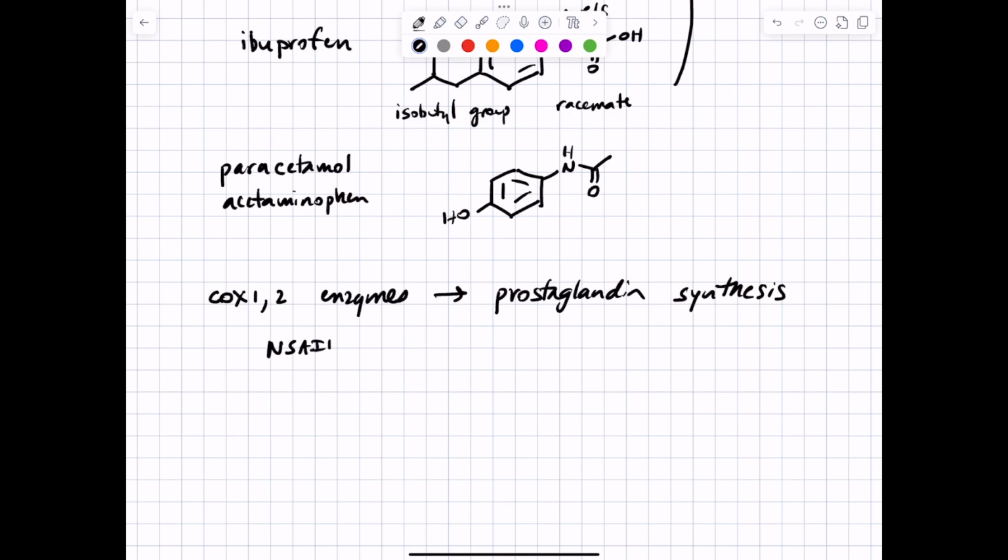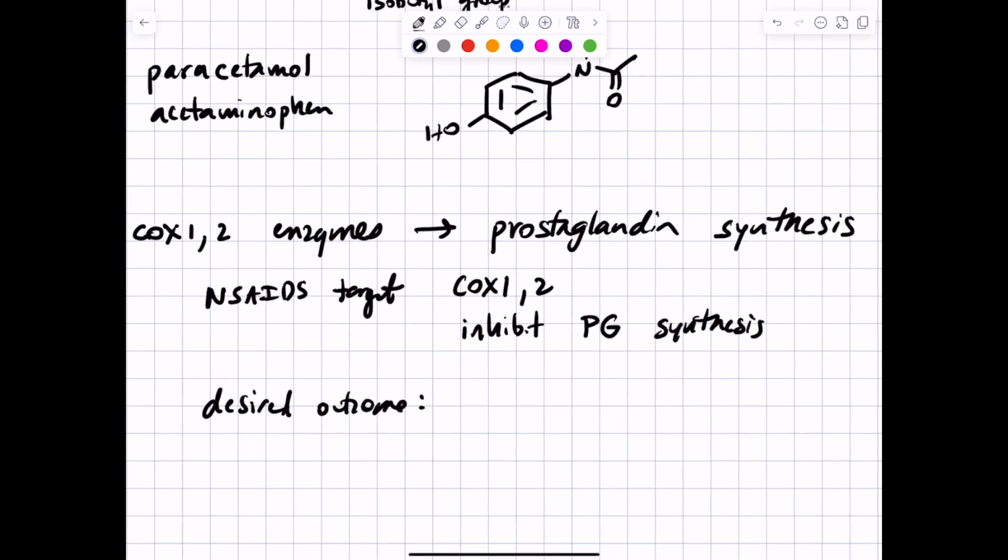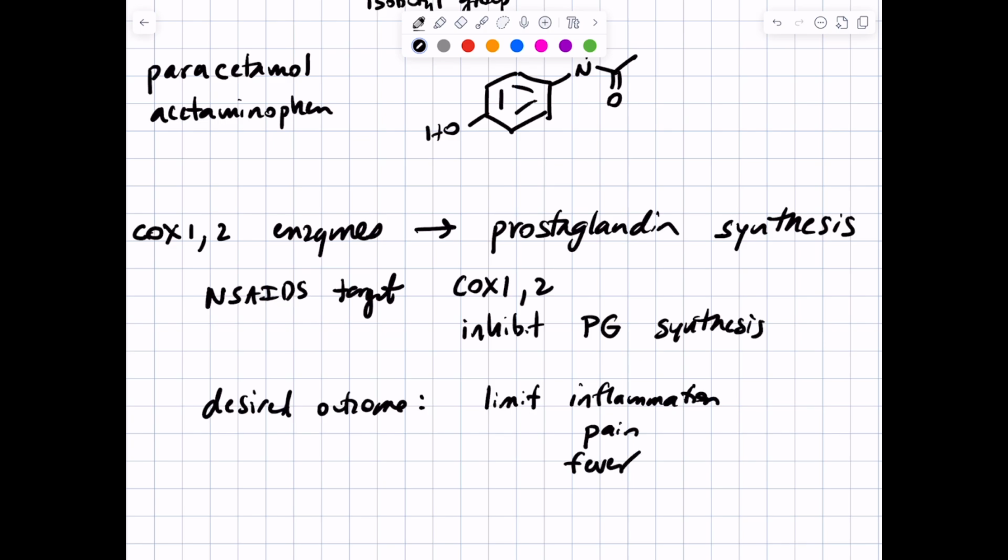NSAIDs target COX-1 and COX-2 enzymes, and thereby inhibit prostaglandin, which I'm going to abbreviate as PG, synthesis. And the desired outcome, what people hope when you take these, is if you limit prostaglandin synthesis, you will limit inflammation, you'll limit pain, you'll limit fever.